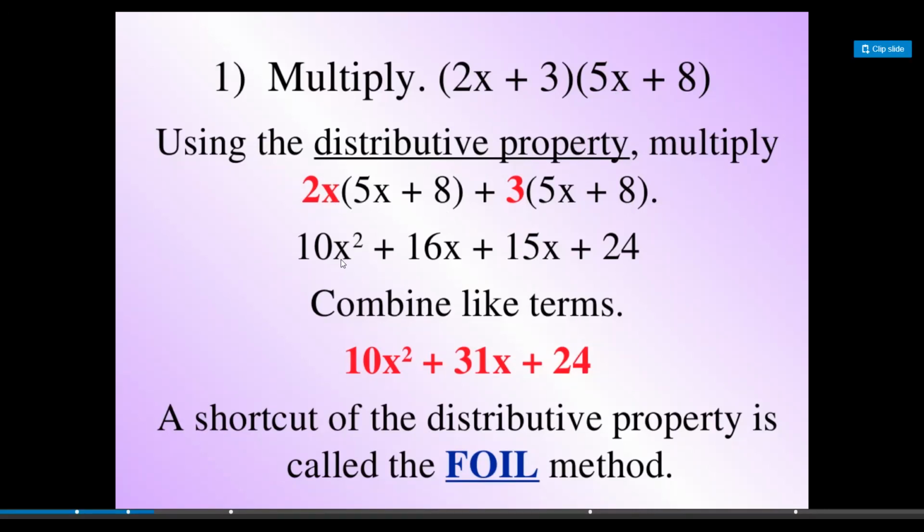You can keep 10x squared as it is, but you can add 16x and 15x and get 31x, and 24 as it is. In this way, you came to know that multiplication is nothing but the reverse or opposite process of factorization. The shortcut of the distributive property is also called the FOIL method, which I'm going to share more about here.